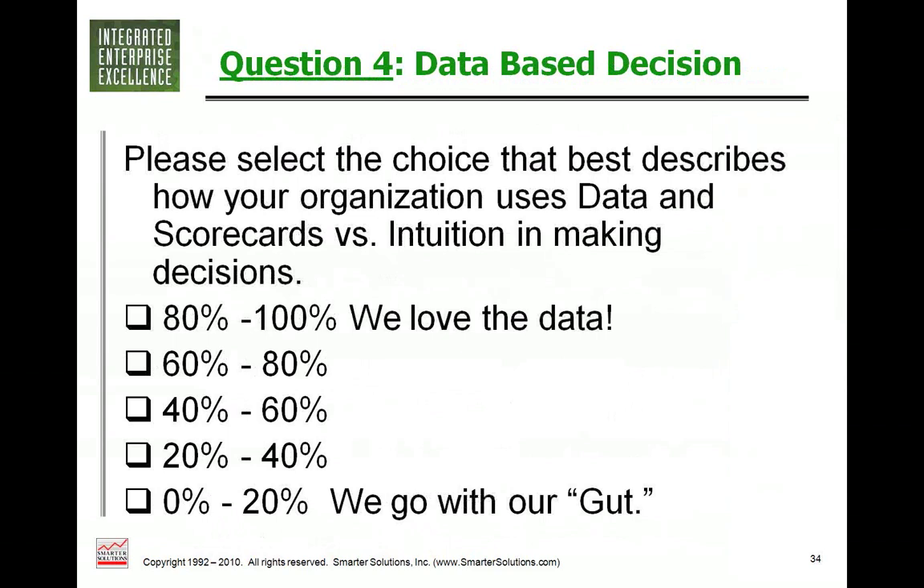Next poll, as we finish this up here. Select the choice that best describes how your organization uses data and scorecards versus intuition in making your business decisions. Now, I know you don't know the exact answer, but take a shot. There are companies that love data and won't make a decision without it, and there's some that think that data just gets in the way of what you believe. So I wonder where you fall on this, or where you think your company does.